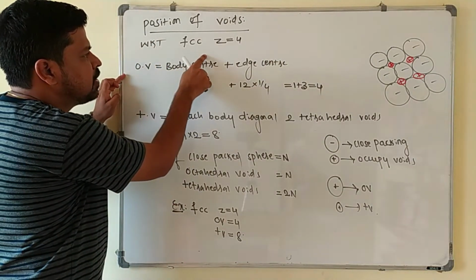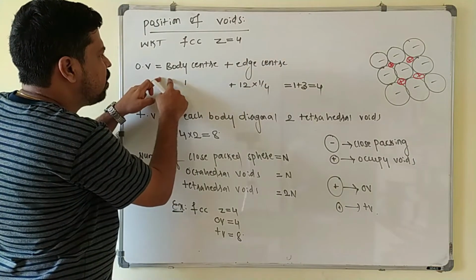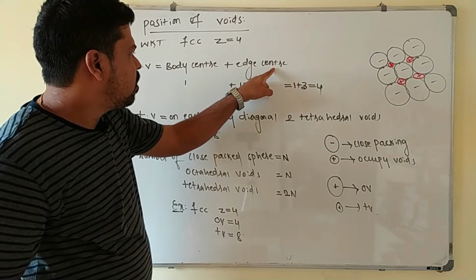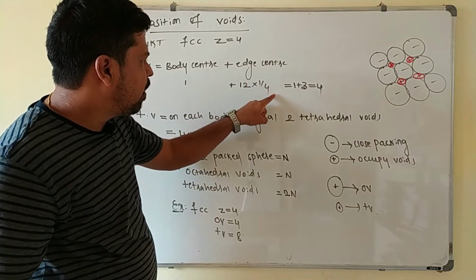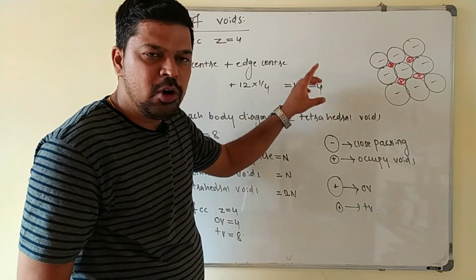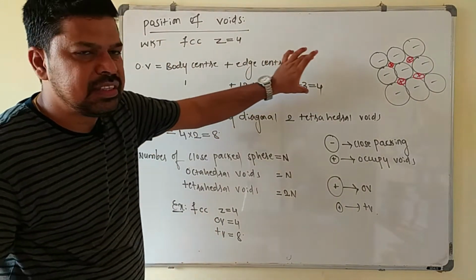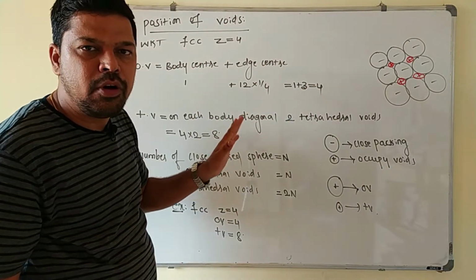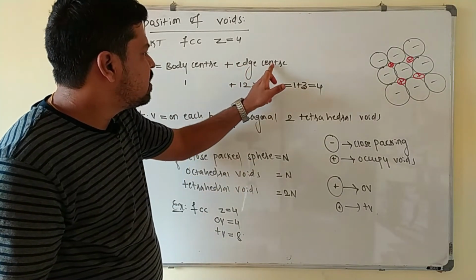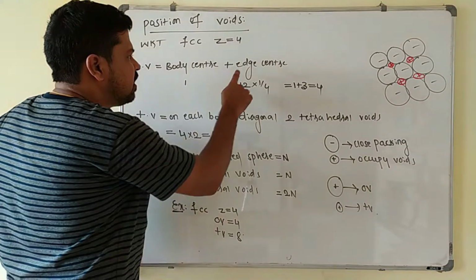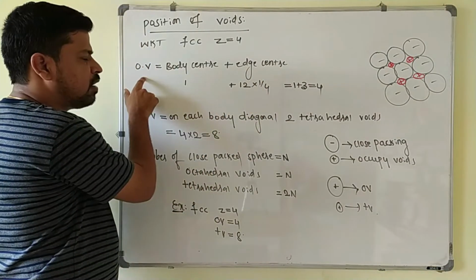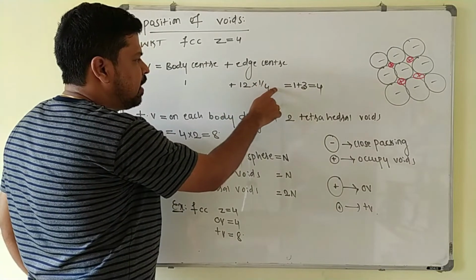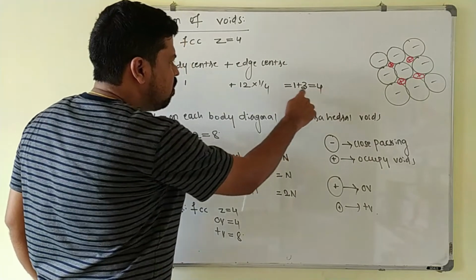Now the position of the octahedral void. An octahedral void is present at the body center and at the edge centers. We already know that the body center contribution is 1. How many edges are there? 12 edges are there. So the contribution of each edge center particle is what here? 1 by 4. That's why 1 plus 3 is equal to 4. In total, 4 octahedral voids are present here. So the position of the octahedral void is very important. One octahedral void is present at the body center, and others are present at the center of each edge here. So edge center and body center are the positions of octahedral voids. There are 12 edges, each contributing 1 by 4, so it becomes 1 plus 3 is equal to 4 here.